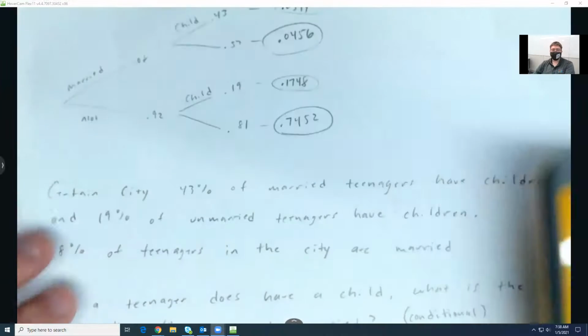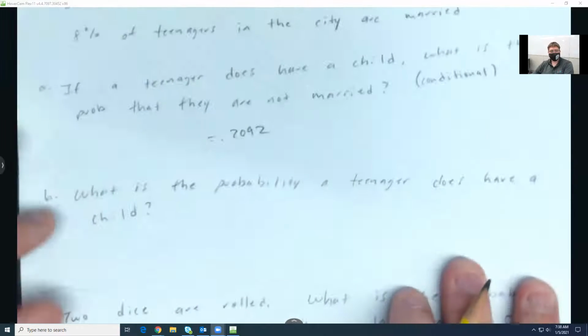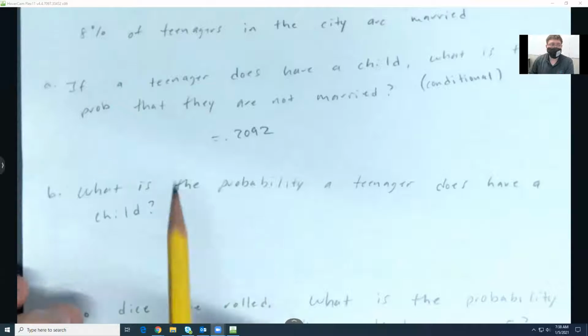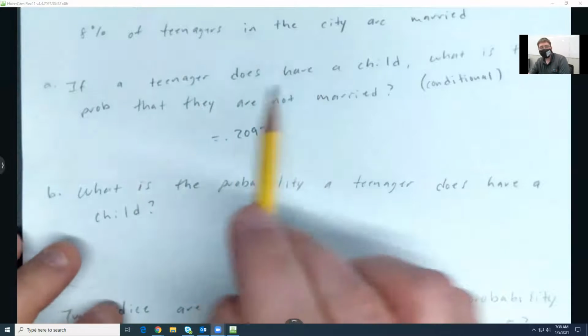All right, so if I add all those up, I should get one, and then we can go back through and answer letter B. Okay, so I didn't answer letter A all the way. I apologize, I didn't read the last part.